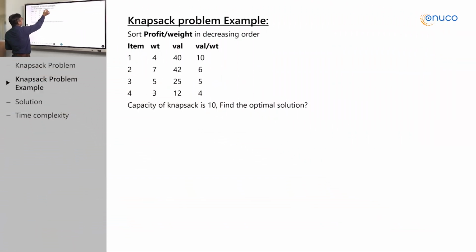Here, if you are going to write profit divided by weight, right? Profit 40 divided by 4 is 10, 46 divided by 7 is 6, 25 divided by 5 is 5, 12 divided by 3 is 4. So this is already in decreasing order, right? If after computing this value divided by weight it's not in decreasing order, then of course we have to reorder it in such a way that the maximum profitable item is at the first position, then next, like it should be in decreasing order of their profit divided by weight.